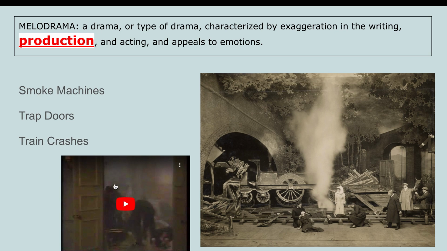I have a little clip from a soap opera here of a tornado that happened that we're going to watch a clip of so that you can see how exaggerated and overdramatic the production is to show that there's a tornado.